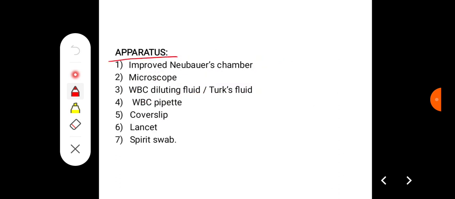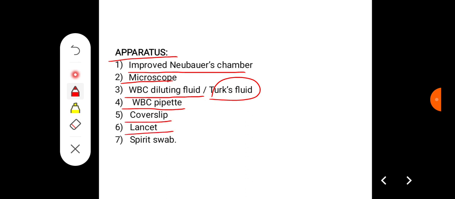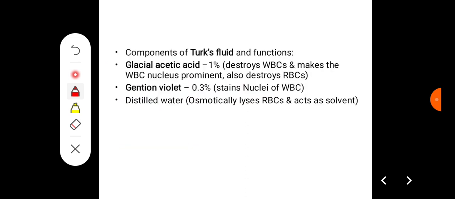The apparatus required for this experiment are an improved Neubauer's chamber, microscope, WBC diluting fluid, which is also called Turk's fluid. We also require a WBC pipette, cover slip, lancet and spirit swab.